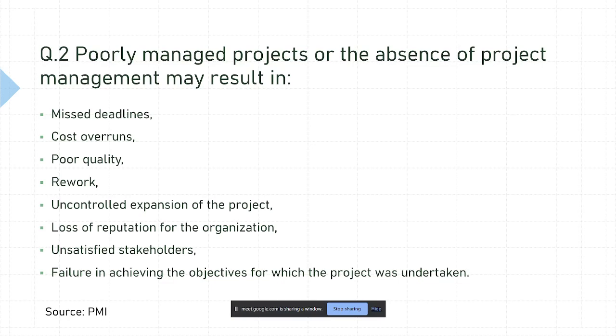Loss of reputation of the organization. Definitely, if you are working on something and you are not able to deliver it on time within budget, you will lose your reputation. Unsatisfied stakeholders. If you wanted something today and it is not happening, you will be unsatisfied. And failure in achieving the objectives. So, is there any other point that you can think of other than this list?